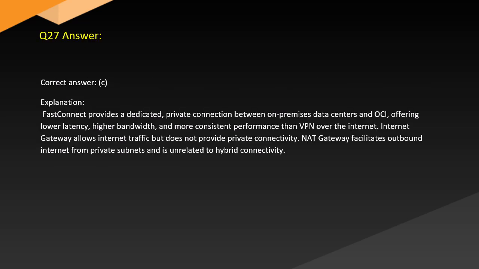Answer. Correct answer: C. Explanation. FastConnect provides a dedicated private connection between on-premises data centers and OCI, offering lower latency, higher bandwidth, and more consistent performance than VPN over the internet. Internet gateway allows internet traffic but does not provide private connectivity. NAT gateway facilitates outbound internet from private subnets and is unrelated to hybrid connectivity.